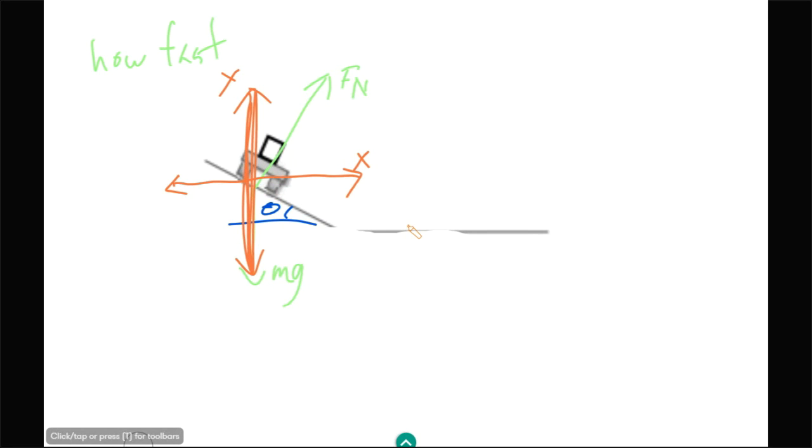What this means is that the normal force has to do two jobs. There must be some vertical part of the normal force canceling out the weight, and there must be some horizontal component of the normal force that causes us to accelerate. That is my centripetal force right there.